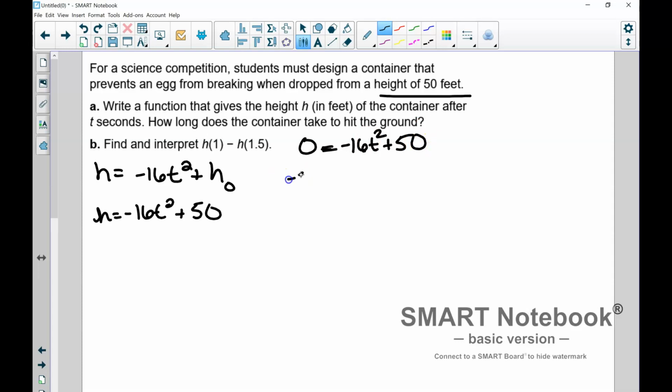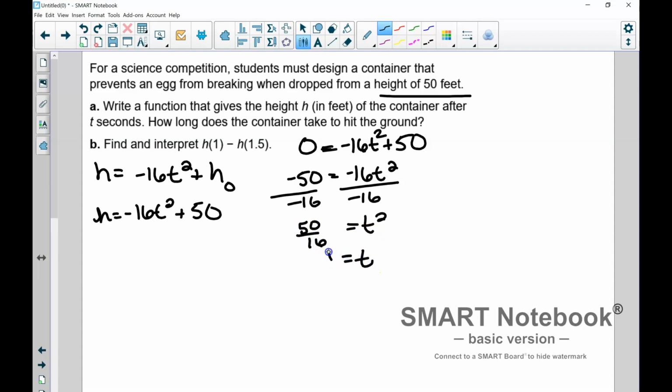So we're going to subtract 50 from both sides. Divide both sides by negative 16. And then I'm going to reduce the 50 and the 16. Well, we'll leave it as is for now. So we have 50 over 16. So now I'm going to take the plus or minus square root of both sides. 50 over 16. So this is going to reduce. We already saw the square root of 50 was 5 square roots of 2, and the square root of 16 is 4. Plus or minus, I guess I'm putting it out in front.